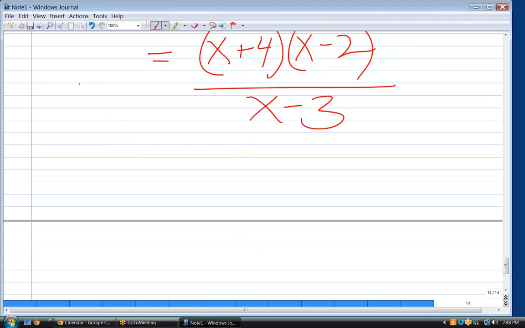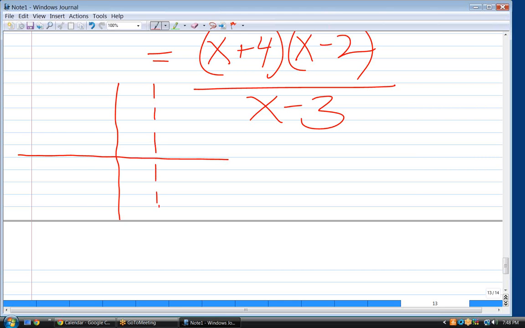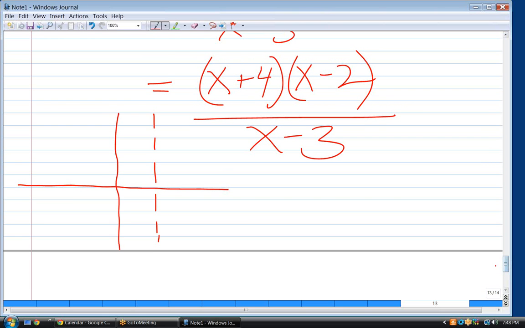Okay, let's graph this right here. First step, vertical asymptote, which is where? 3. What's the horizontal asymptote? There is none, but there's a slant asymptote. Yeah, there's an oblique asymptote.